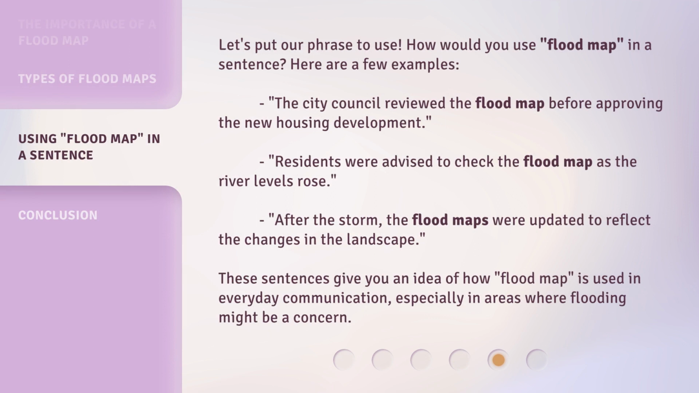Let's put our phrase to use. How would you use flood map in a sentence? Here are a few examples. The City Council reviewed the flood map before approving the new housing development. Residents were advised to check the flood map as the river levels rose. After the storm, the flood maps were updated to reflect the changes in the landscape. These sentences give you an idea of how flood map is used in everyday communication, especially in areas where flooding might be a concern.